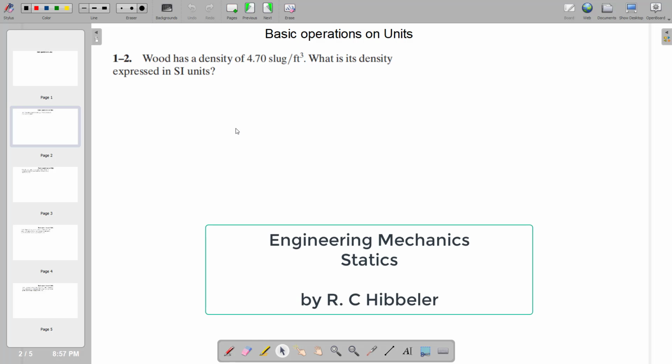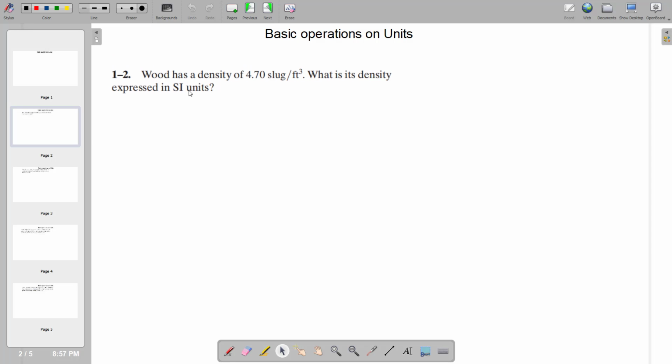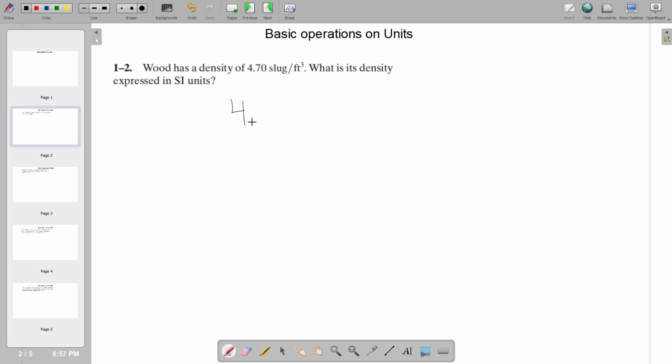In this question, we are told that wood has a density of 4.7 slug per cubic feet. What is its density expressed in SI units? We are given 4.7 slug, so I write it in this format. It makes it easier to visualize. The per means the cubic feet is sort of a denominator.